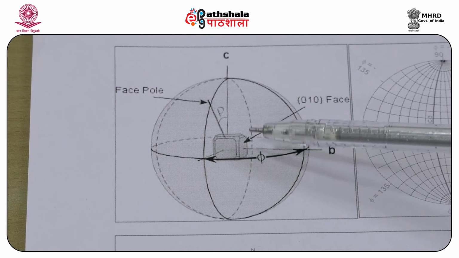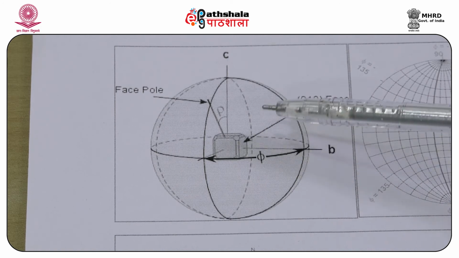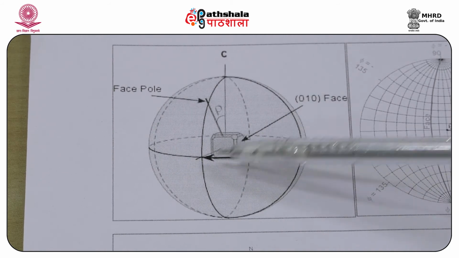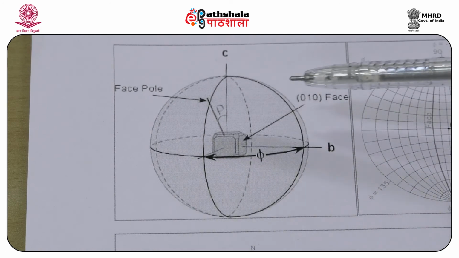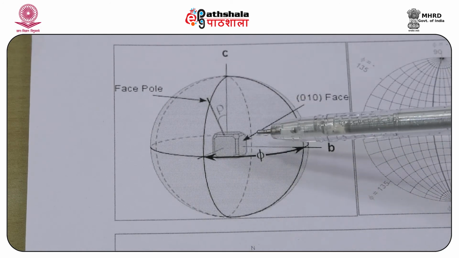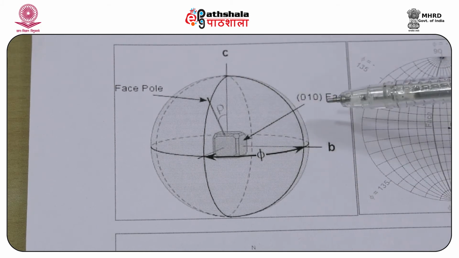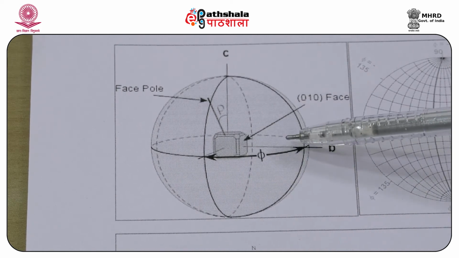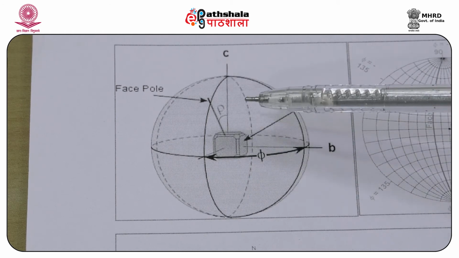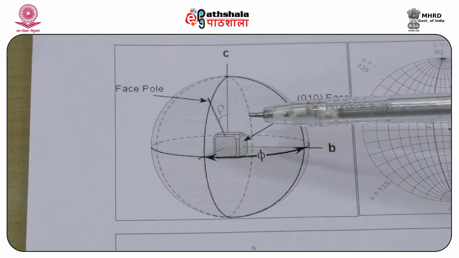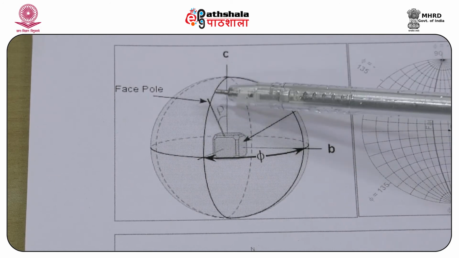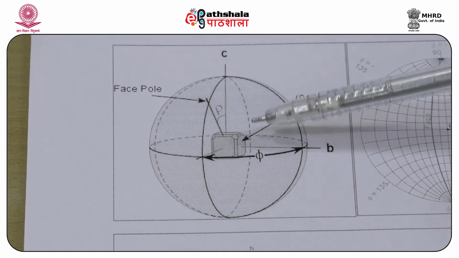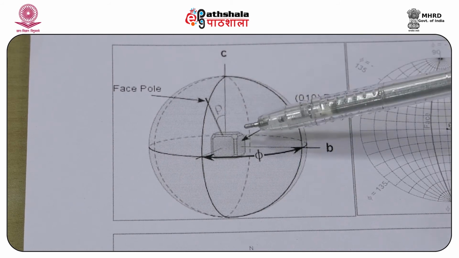Let us define this face as the 0-1-0 face, having a phi angle of 0 degrees, that is the angle here. For any other face, the phi angle will be measured from the B axis in a clockwise direction in the plane of the equator. We define the rho angle between the C axis and the pole of the face. It is measured downward from the north pole of the sphere.